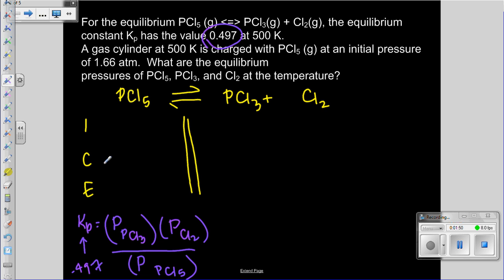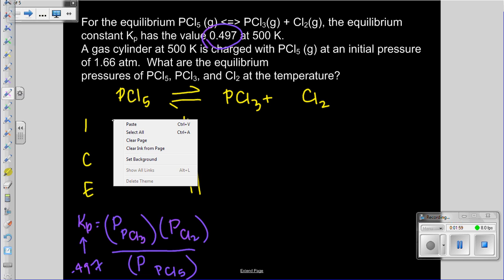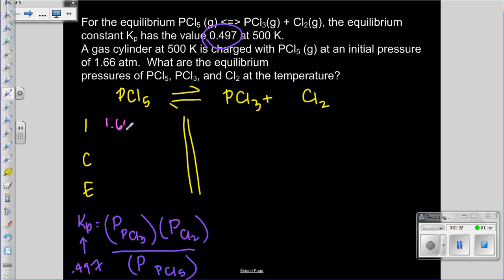Okay, so now we're going to continue reading. 500 Kelvin has an initial pressure of PCl5 of 1.66 atmospheres. It doesn't tell us anything about PCl3 or Cl2 initially, so these are both 0. Because our products are 0, we know that the reaction is going to shift to the product side, because all we have are reactants. We don't have any equilibrium pressures, so that tells us that we're going to use X for our change.